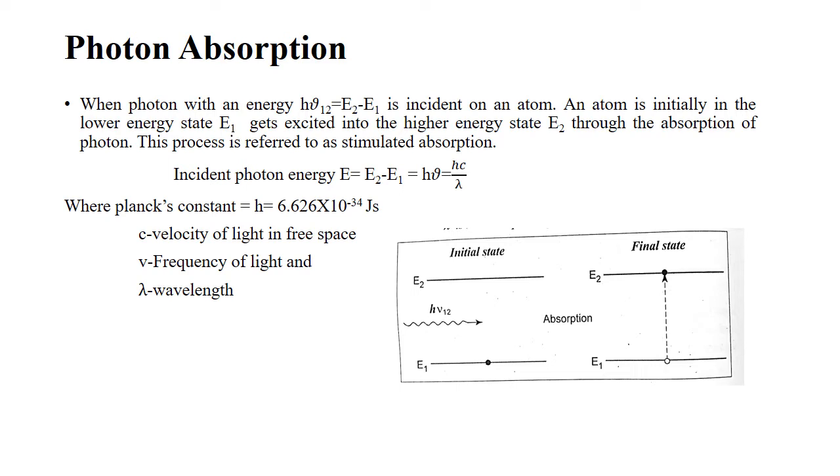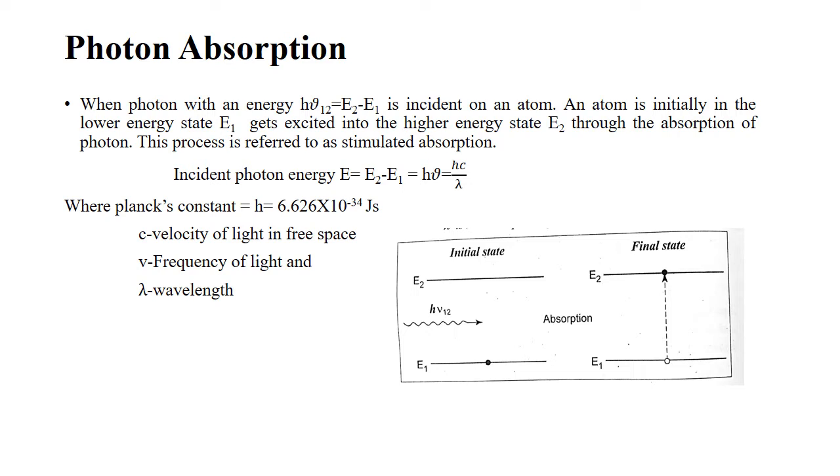Now the incident photon energy E is equal to E2 minus E1, which is equal to hν, equal to hc by λ. Here Planck's constant h is equal to 6.626 × 10 to the power of minus 34 joule-seconds, c is the velocity of light in free space, ν is the frequency of the light, and λ is the wavelength.